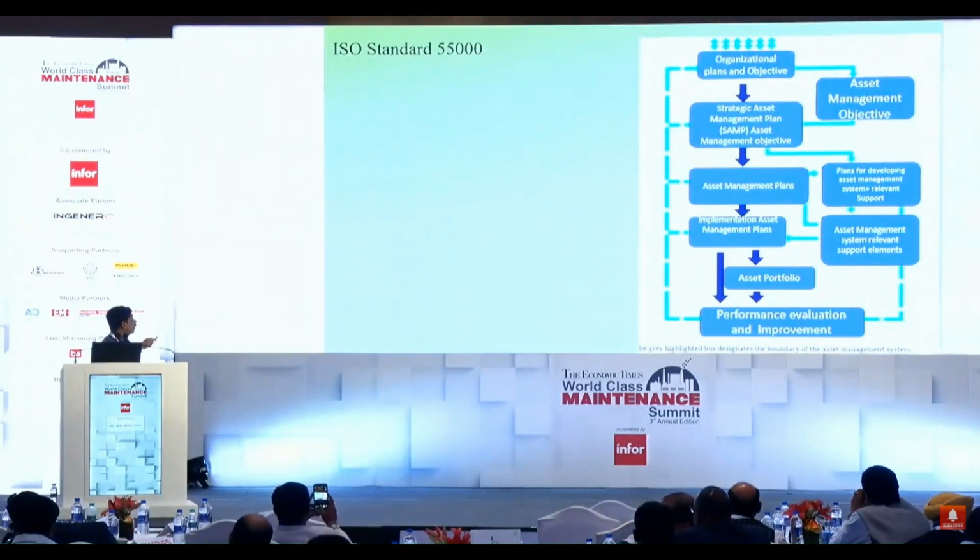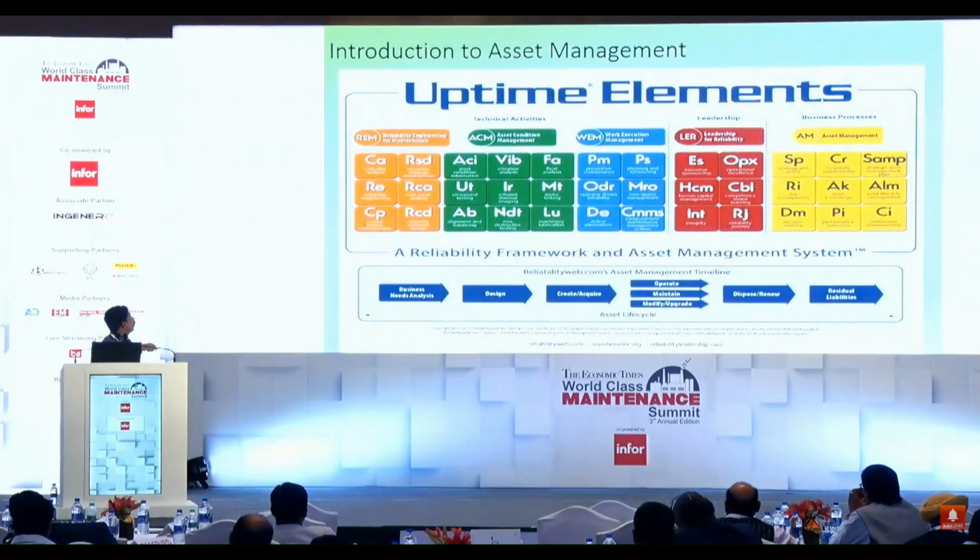Similarly, the ISO standard 55000 is structured more or less the same. First is organization plans and objectives, which is again the business plan. Now these organization plans and objectives shall be converted to a strategic asset management plan guided by asset management objectives or policy, followed by the asset management plan, that is the shop floor level plans, implementation of asset management plans, that is how we say work management, plans for developing the asset management system in parallel, and asset management system relevant support elements. These are the functional blocks of ISO 55000.